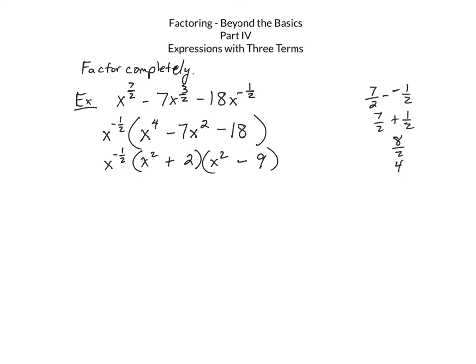And do you see that we're not quite finished? Right here we have the difference of two squares. So keep going. X to the negative 1/2 times x squared plus 2 times x plus 3 times x minus 3, because we know that the difference of two squares factors into conjugates. So this one is factored as far as we can factor it with respect to the integers. I hope you enjoy factoring some problems beyond the basics.